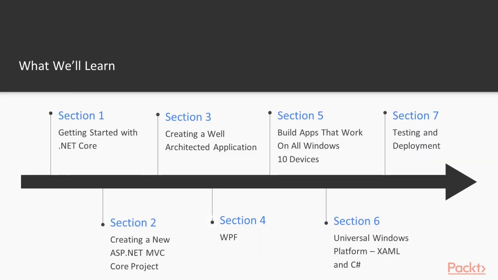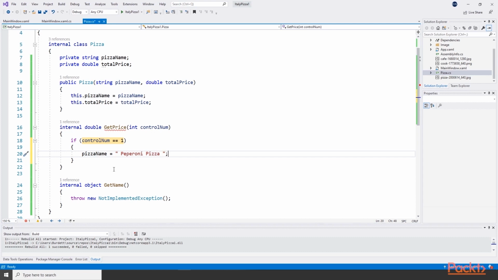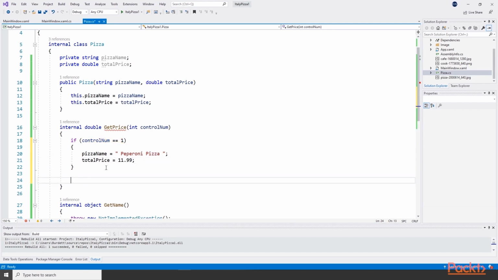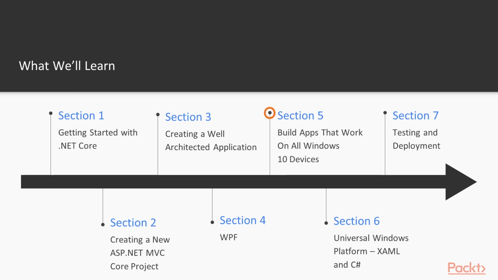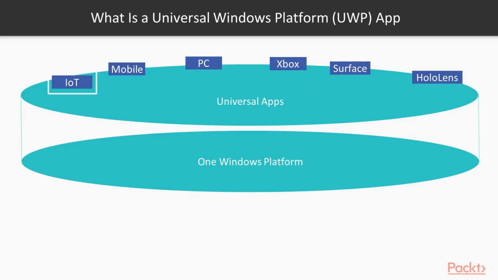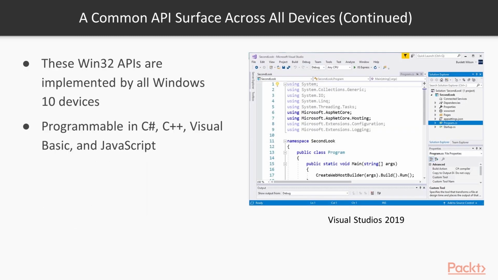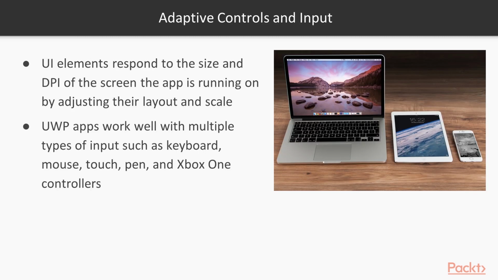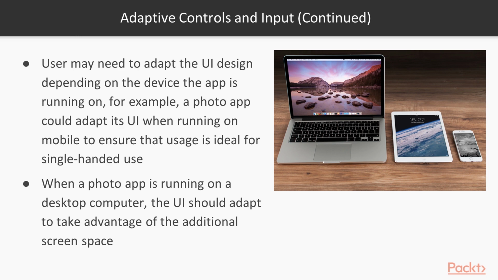In Section 4, we're going to look at WPF, the Windows Presentation Foundation, and how we would use that to develop desktop applications for our clients. In Section 5, we're going to look at building applications that work on all Windows 10 devices. And really, we're going to start to think about how we could target our applications for either certain platforms or for multiple platforms using the .NET Core framework.